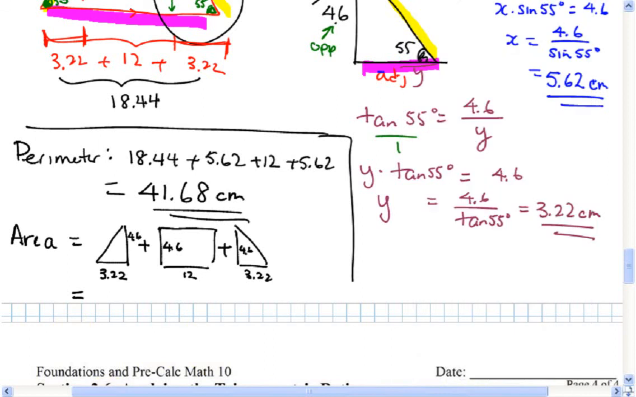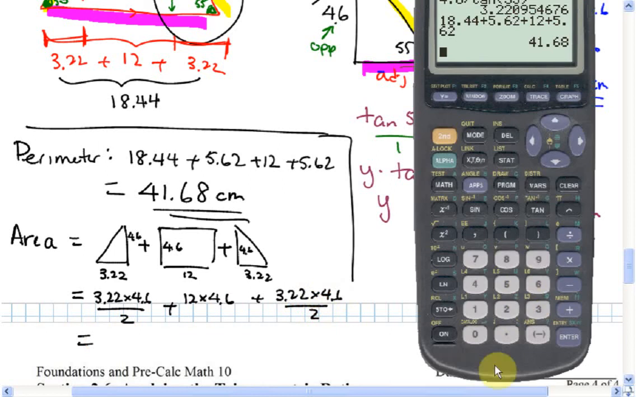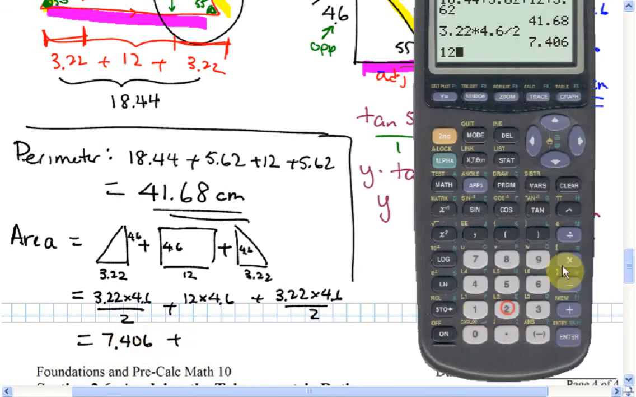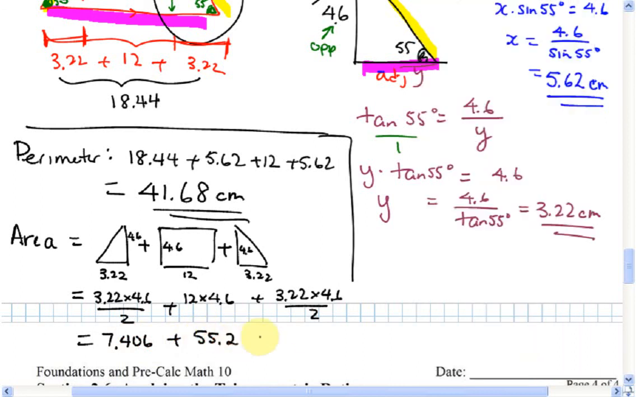How do you find the area of a triangle? Base times height divided by 2. Thank you. 3.22 times 4.6 divided by 2. Area of a rectangle is just base times height, so 12 times 4.6. And then you have another triangle that's the exact same thing. So go ahead and calculate all these, and you'll get your final answer. 3.22 times 4.6 divided by 2. How about 7.406? 12 times 4.6, what's that? 55.2. And this is another 7.406.